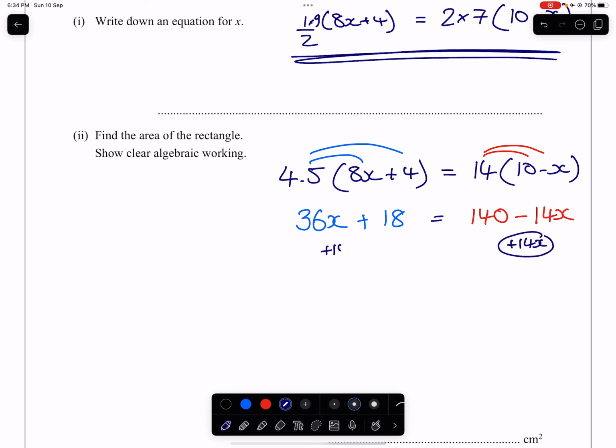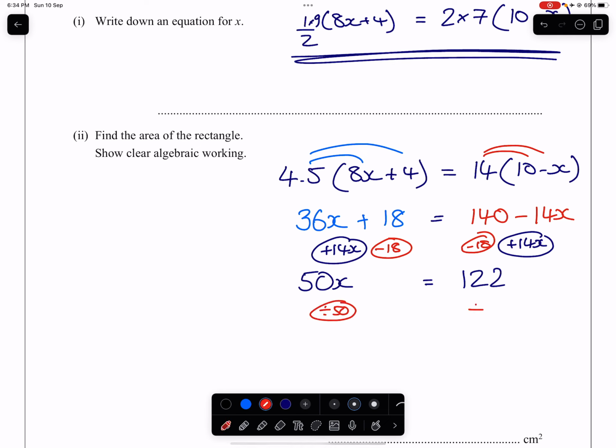So we add 14x to both sides, that will give us a 50x. You can do this at the same time if you want, or you could do it in this line here. Decide, well, if I'm getting the letters on the left, I do not want to have this 18 on the right. So I take away 18 from both sides also. And what that will leave me with on the right-hand side is 122. And in order to get x on its own, get rid of that times 50. I'm going to divide both sides by 50. That's going to give me not a final answer, it's going to give me an x value of 2.44.